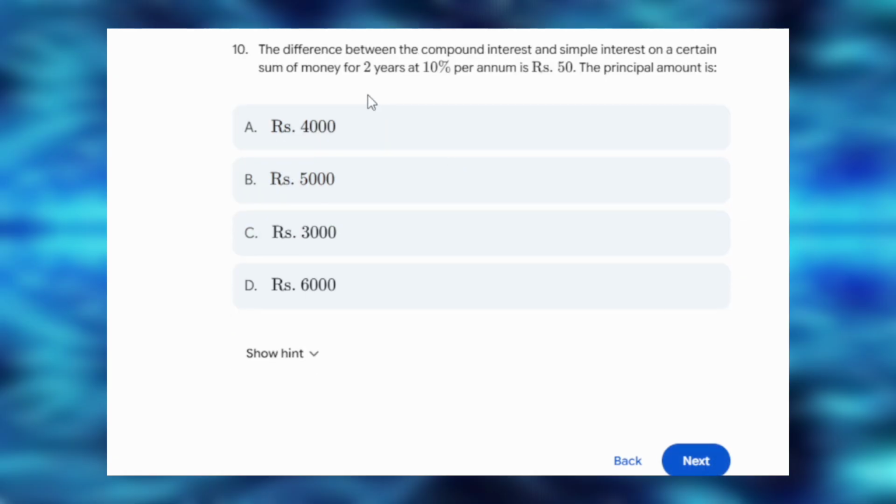Next problem, the difference between the compound interest and the simple interest on a certain sum of money for 2 years at 10% per annum is 50 rupees. The principal amount is? Here the difference formula is P into (r/100) whole power n, n here is 2, equal to 50 rupees. By substituting r as 10, we get 5000. Here the principal is 5000 rupees.